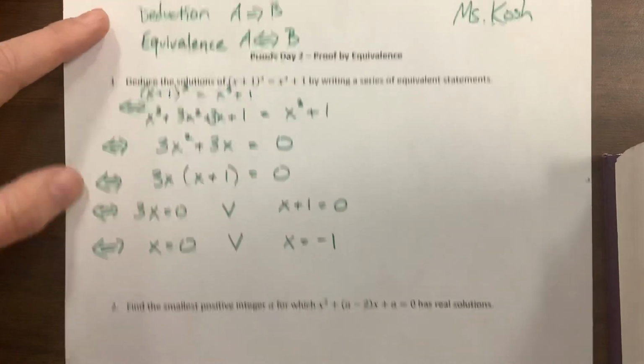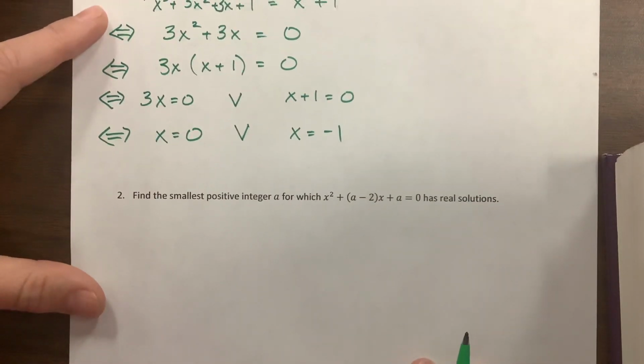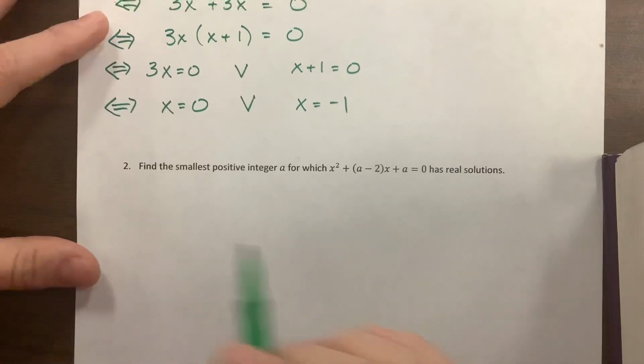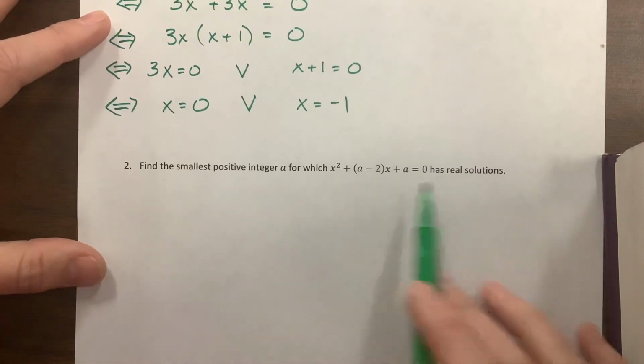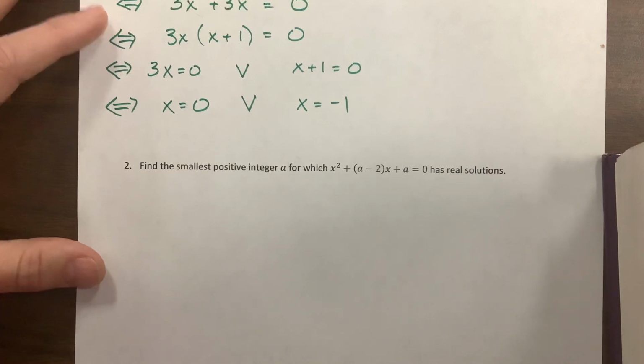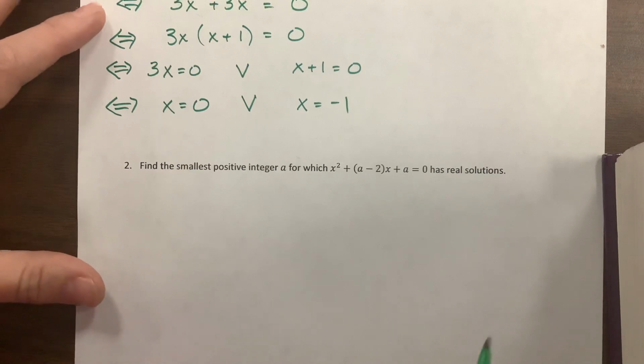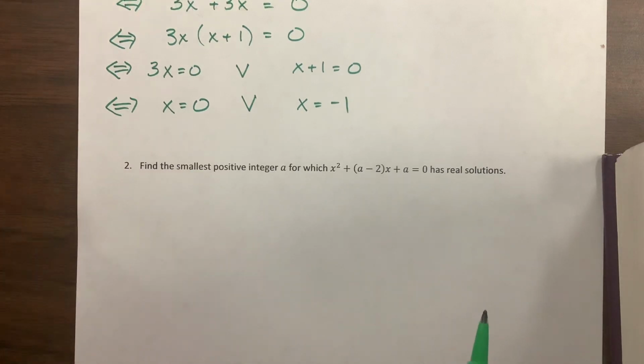The next thing that we wanted to prove, I'll make this all the same video. The next thing is they say find the smallest positive integer a for which this has real solutions. So I think our textbook may do it one way, and I am inclined to do it slightly differently. Do you know what? We'll put this in a second video.